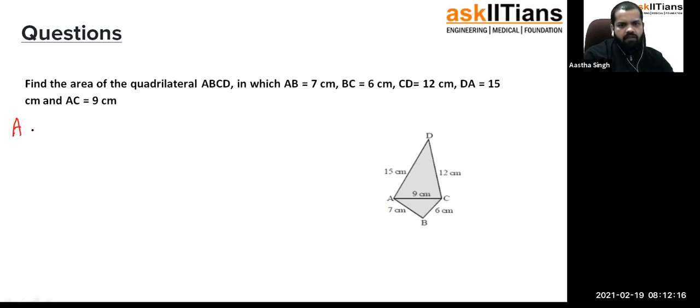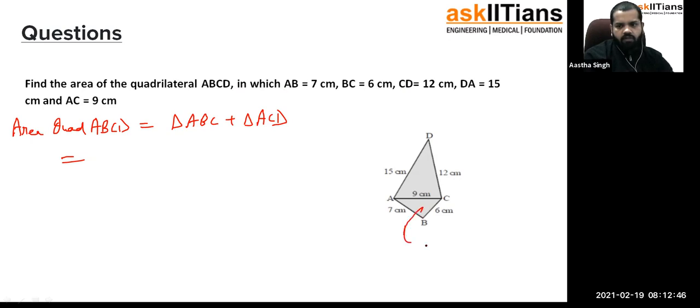I am writing the area of quadrilateral ABCD. It will be equal to triangle ABC plus triangle ACD. How do you find triangle ABC? All three sides of ABC are unequal. How to find it? First, find the value of S.